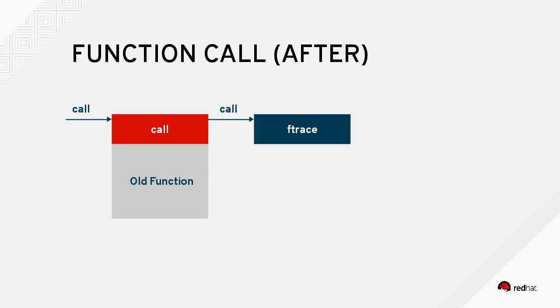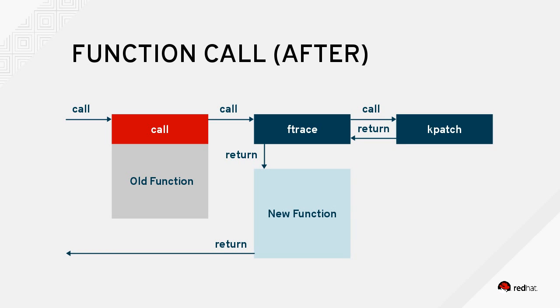When a live patch is loaded, any patched function is registered with ftrace, which replaces the no-op with a call instruction in order to intercept the calls made to the old function. Kpatch then adjusts the return address so that the ftrace handler returns to the new function instead of the old one. The new function then returns to the original caller of the old function.